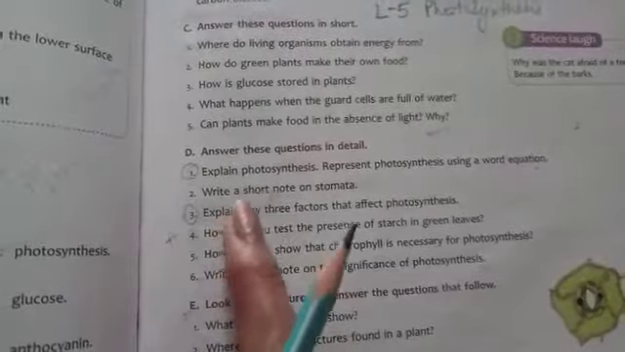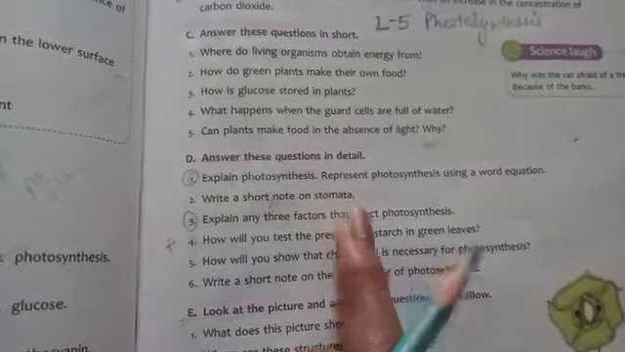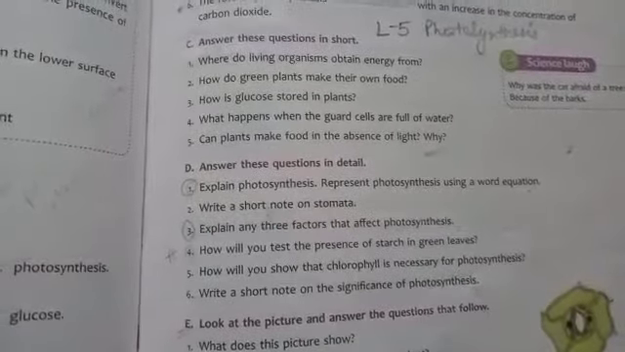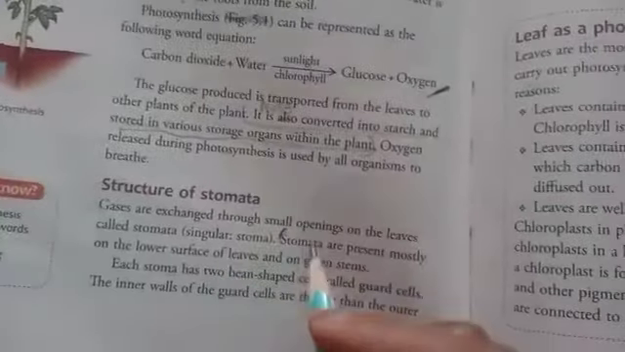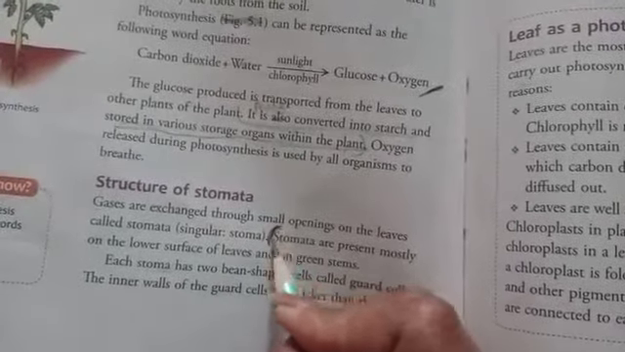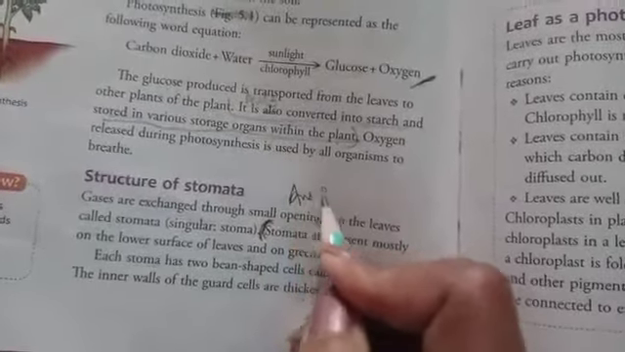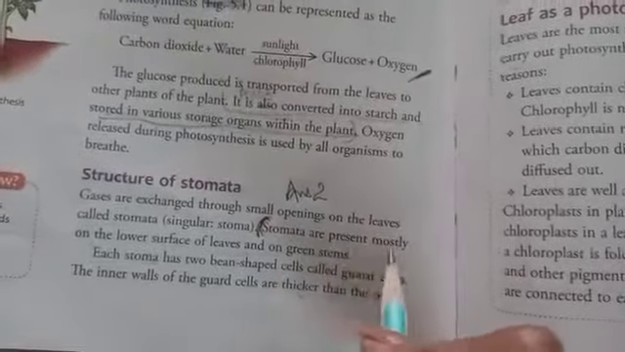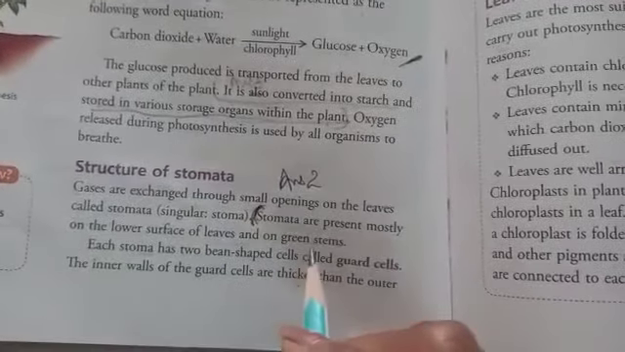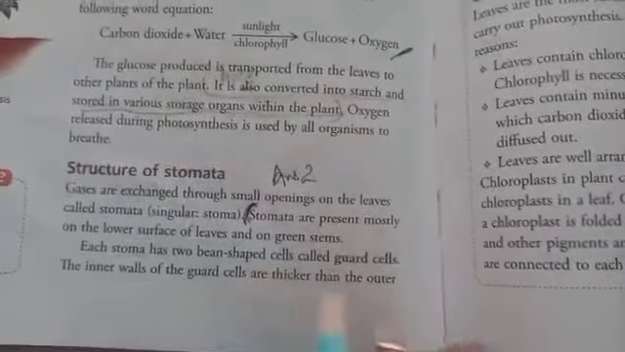Next question is: write a short note on stomata. The answer of this question is on the same page. For the answer you will start from here. This is your answer number 2. Stomata are present mostly on the lower surface of leaves and on green stems. From here, the guard cells.